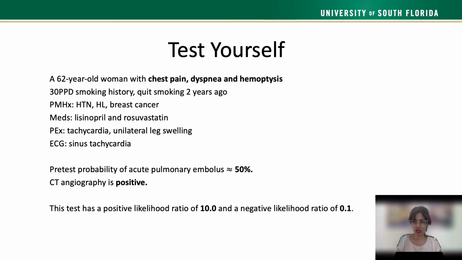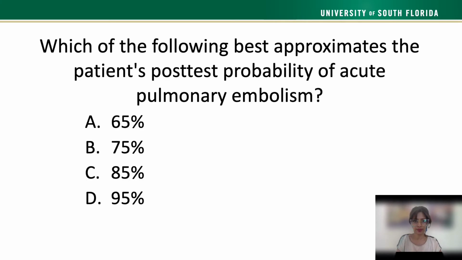Physical examination shows tachycardia and unilateral leg swelling. An electrocardiogram reveals sinus tachycardia. The patient's pretest probability for acute pulmonary embolus is estimated to be 50%. CT angiography is performed. This test has a positive likelihood ratio of 10 and a negative likelihood ratio of 0.1. The patient's CTA is positive.